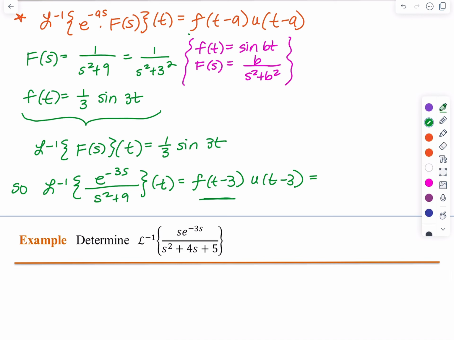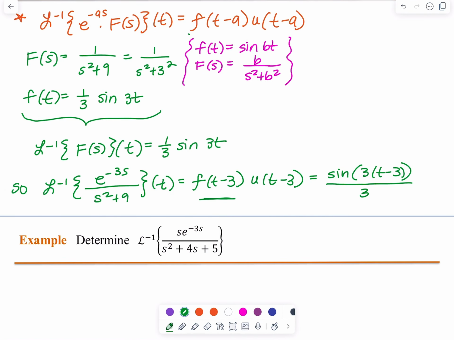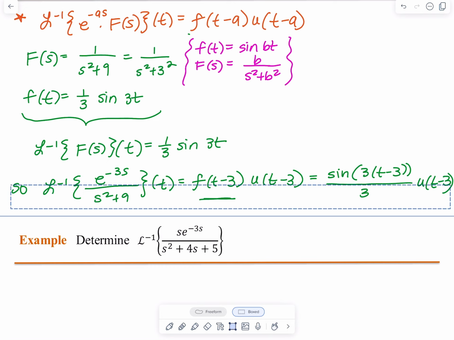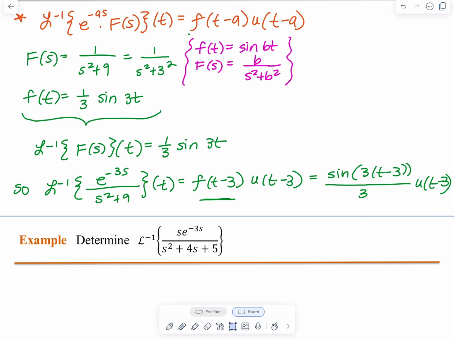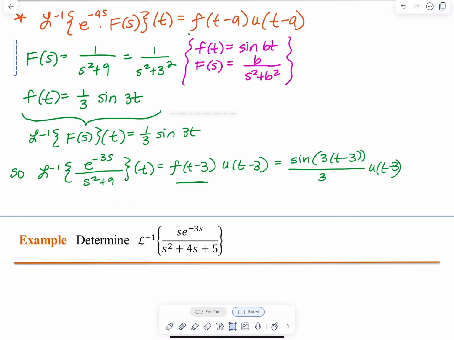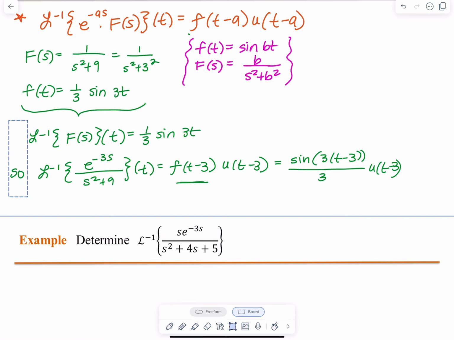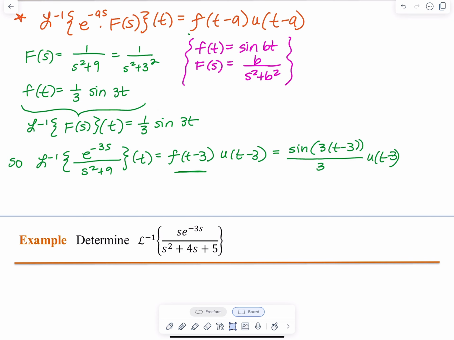So we will have the sine of 3 times t minus 3, all over 3, multiplied by u of t minus 3, which is equal to the sine of 3t minus 9 all over 3 times u of t minus 3.